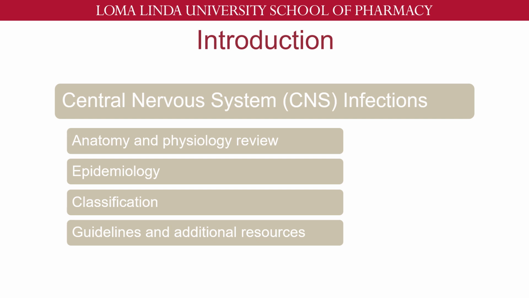We'll go ahead and get started with an introduction on the central nervous system and the infections associated with it. We'll do a basic review of the central nervous system anatomy and physiology. We'll look at the epidemiology of these infections, how we can classify CNS infections. There are a lot of classifications that we'll look into, and then references for the guidelines and additional resources that are used in this presentation.